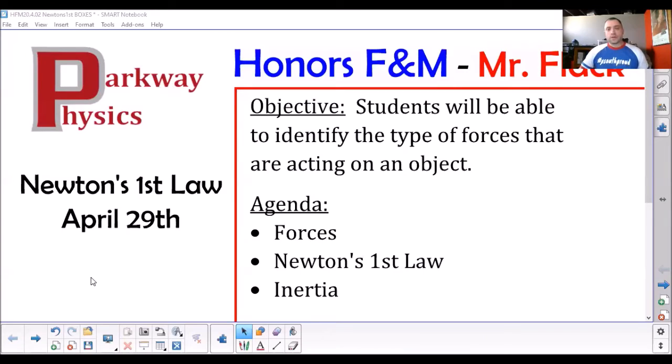And hopefully you were able to get through that in-home lab that kind of introduced you to some forces. So today we're going to talk about those. We're going to talk about forces and get into Newton's laws. We're going to look at the first law today, and we'll do the second and third law in the next couple days.